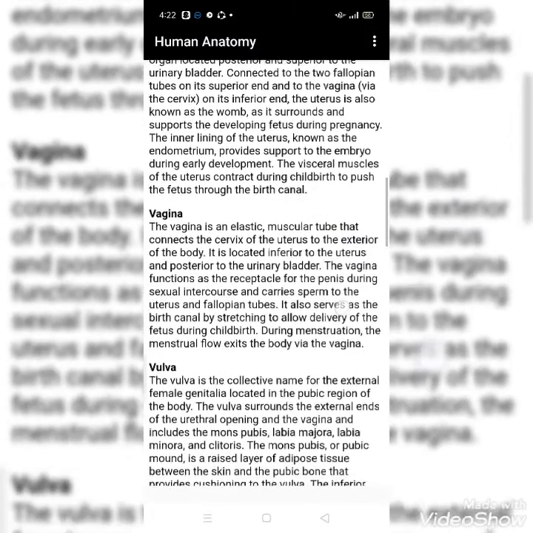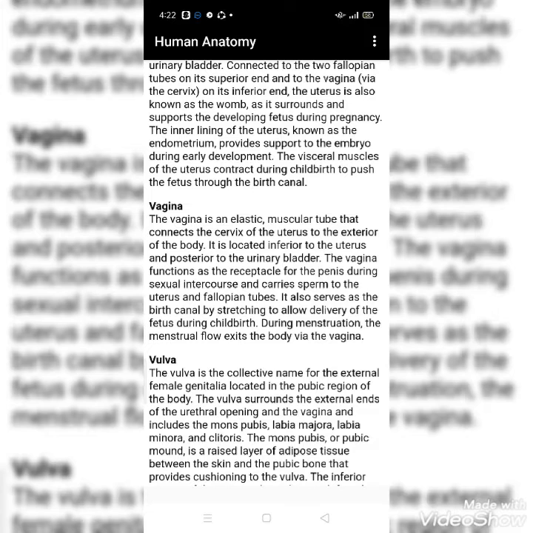Now we are coming to discuss the vagina. What is the vagina? The vagina is an elastic, muscular tube that connects the cervix of the uterus to the exterior of the body. It is located inferior to the uterus and posterior to the urinary bladder. The vagina functions as the receptacle for the penis during sexual intercourse and carries sperm to the uterus and fallopian tubes. It also serves as the birth canal by stretching to allow delivery of the fetus during childbirth. During menstruation, the menstrual flow exits the body.